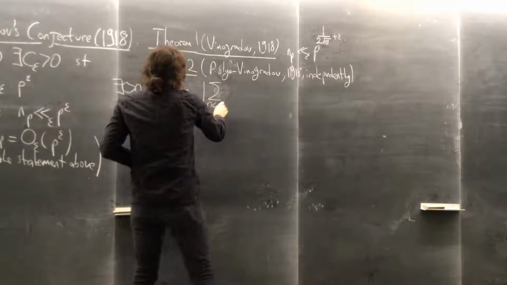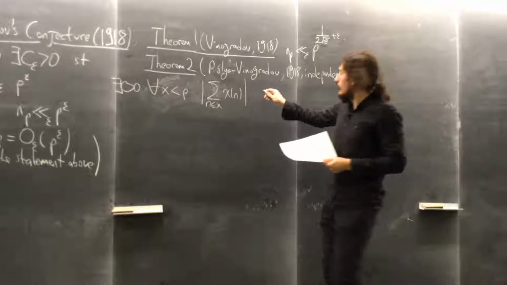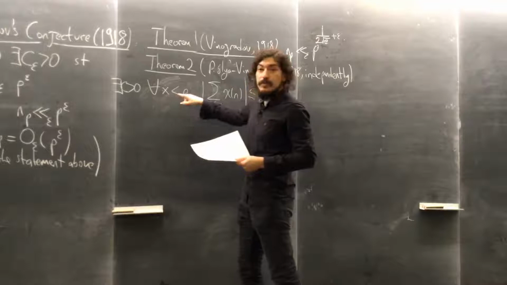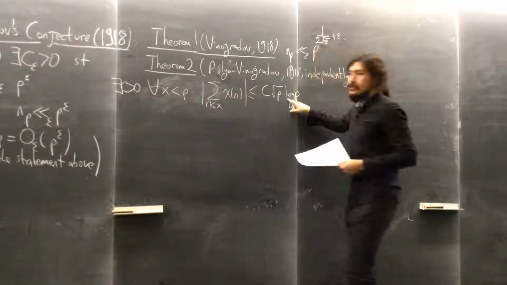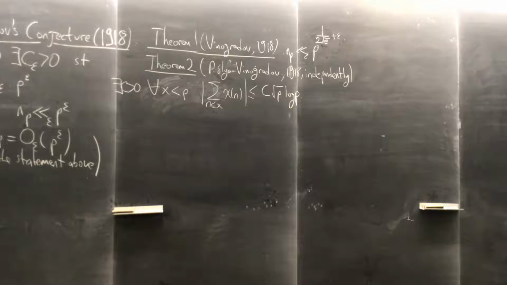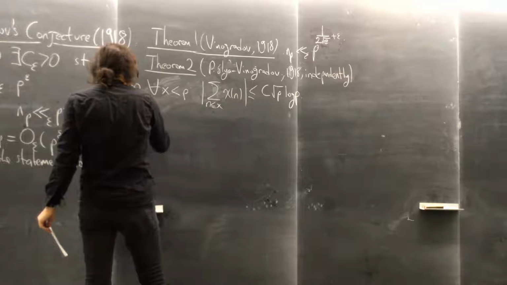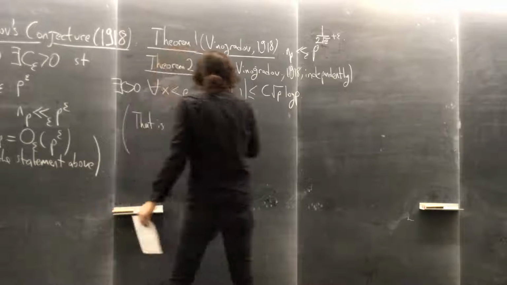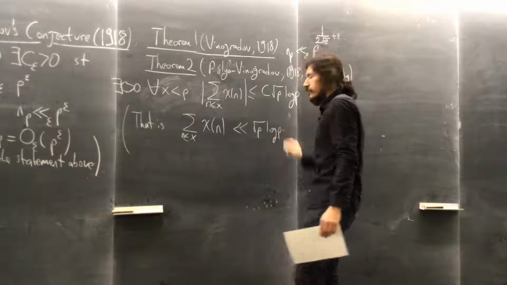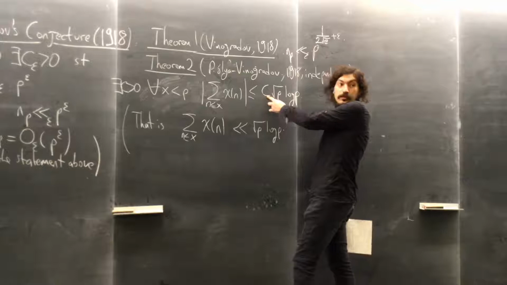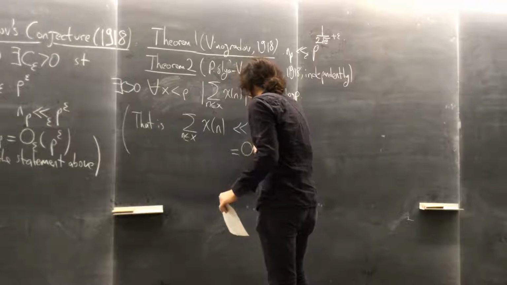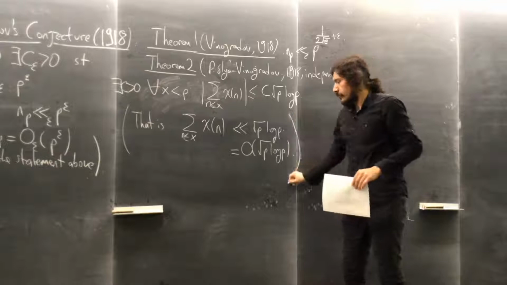the size of a partial sum of the values of chi is bounded by this absolute constant, independent of x and p, times square root of p times log p, natural logarithm with base e. So what is this in terms of big O notation? The sum over n less than or equal to x of chi of n is bounded by square root of p times log p. Because the meaning of this notation is the existence of this kind of an absolute constant. That's why we don't need to write it here. Or, in other words, you can write this is equal to big O of square root of p times log p. Are we okay notationally? Yeah.